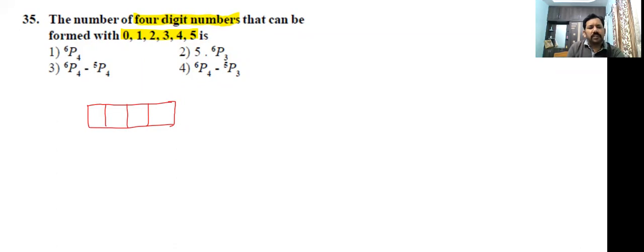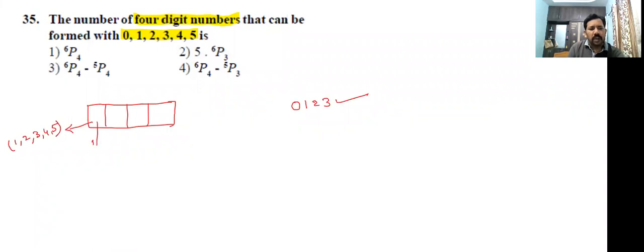Ones, tens, hundreds, thousands, ten thousands, 100,000. The thousands place cannot be filled with 0. If you fill the thousands place with 0, the remaining places would be arranged such that this becomes a 3-digit number. That's why the thousands place cannot be filled with 0. It can be filled with either 1, 2, 3, 4, 5, any number.